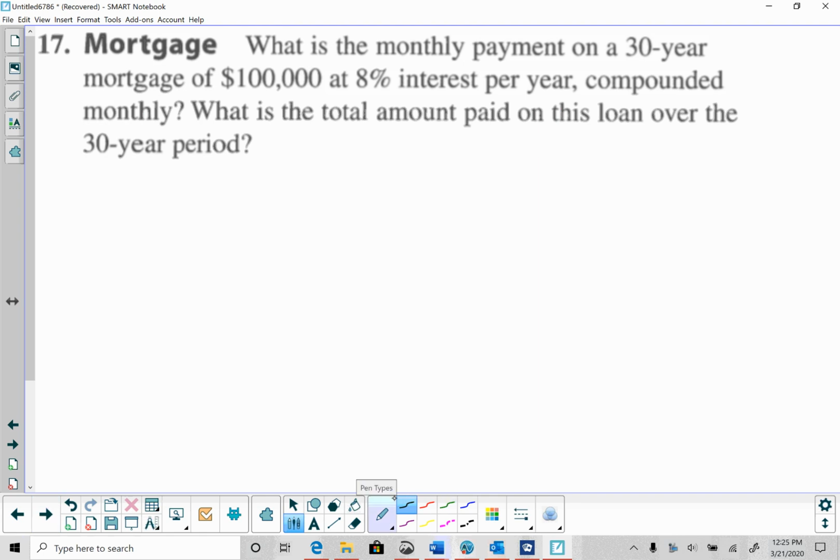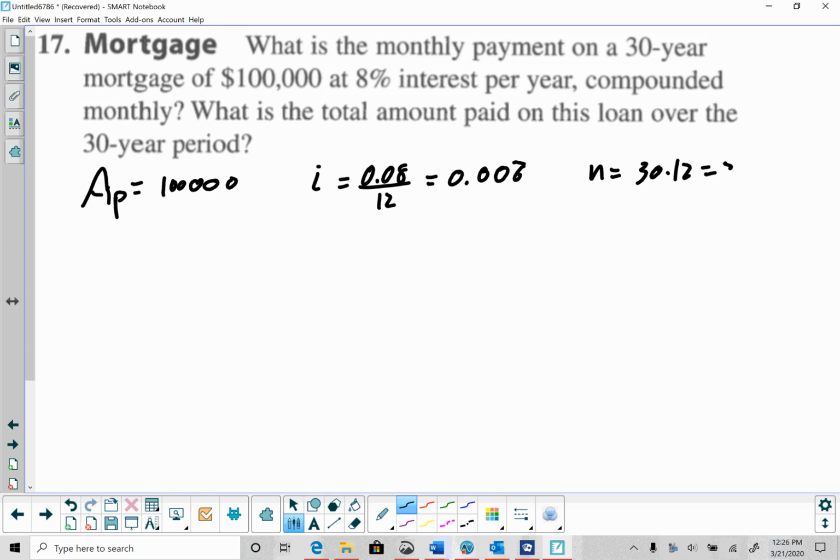All right, so we're going to start with the present amount, which is the $100,000. The value here for I, we're going to take 0.08 and divide that by the 12 monthly payments. So that's going to be 0.00666666 repeating. And I think we've talked about it, 30-year mortgage, monthly payments, 360 payments.